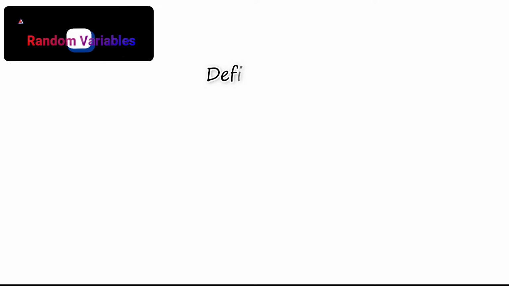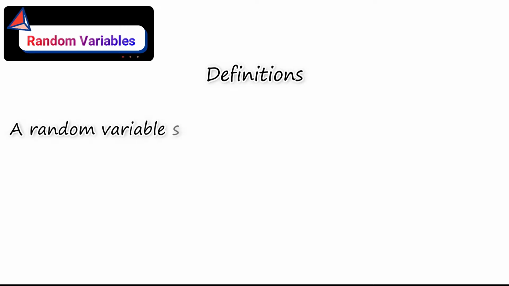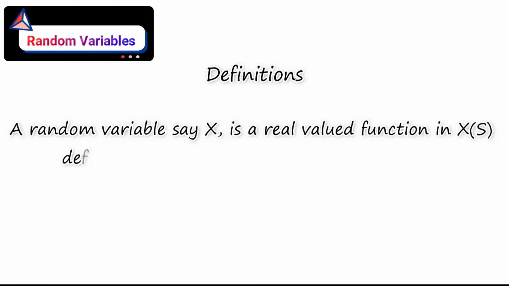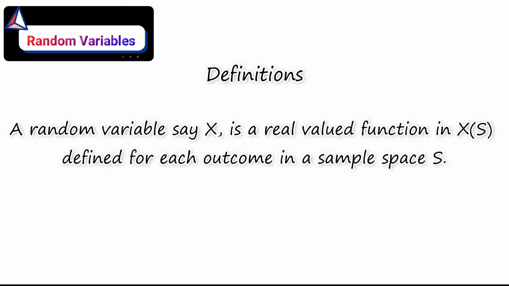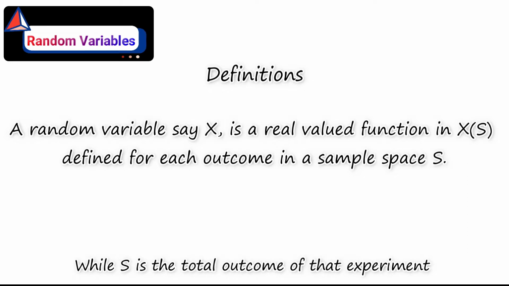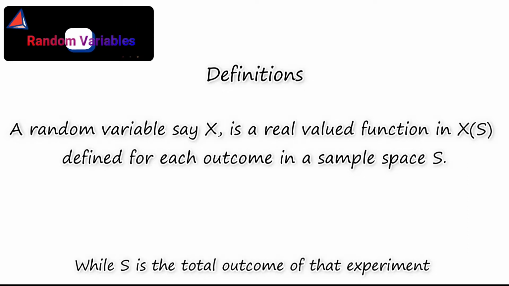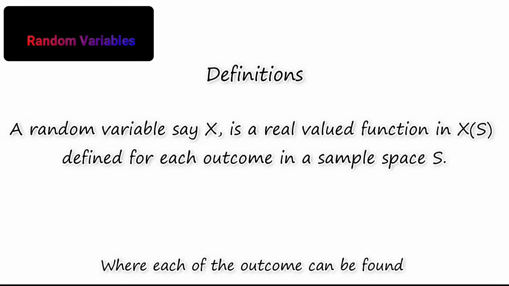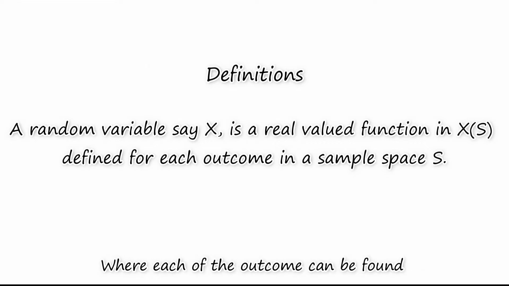Now, let us start with random variables. Definition: a random variable X is a real-valued function defined for each outcome in a sample space S. That is, x is the outcome of an experiment, while S is the total outcome of that experiment, where each outcome can be found.